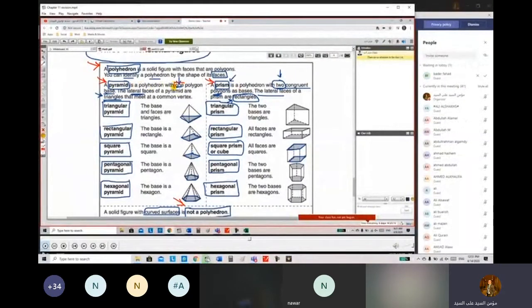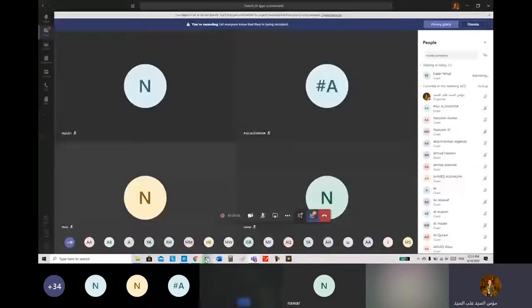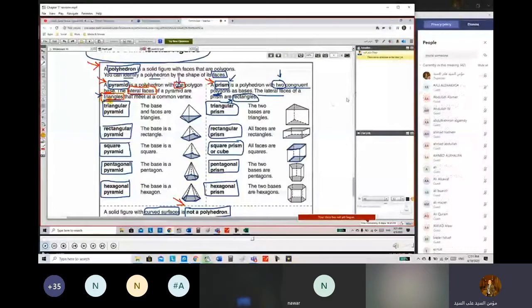A pyramid has only one base, and all the lateral faces are triangles. As we see here, the first one is a triangular pyramid because the base is in the shape of a triangle and we have one base, so we can say that it is a pyramid. And the second one, rectangular pyramid, the shape of the base is a rectangle and we have one base, so it will be a pyramid.